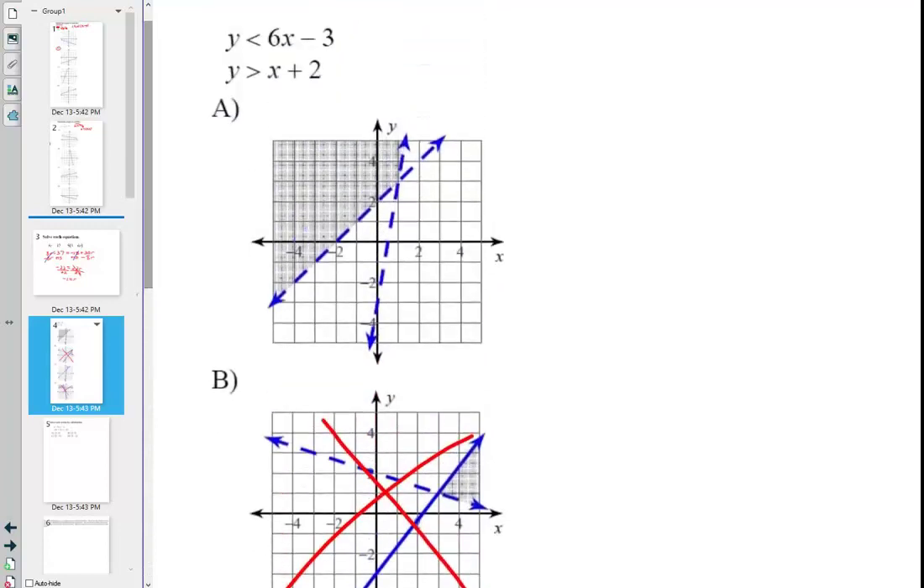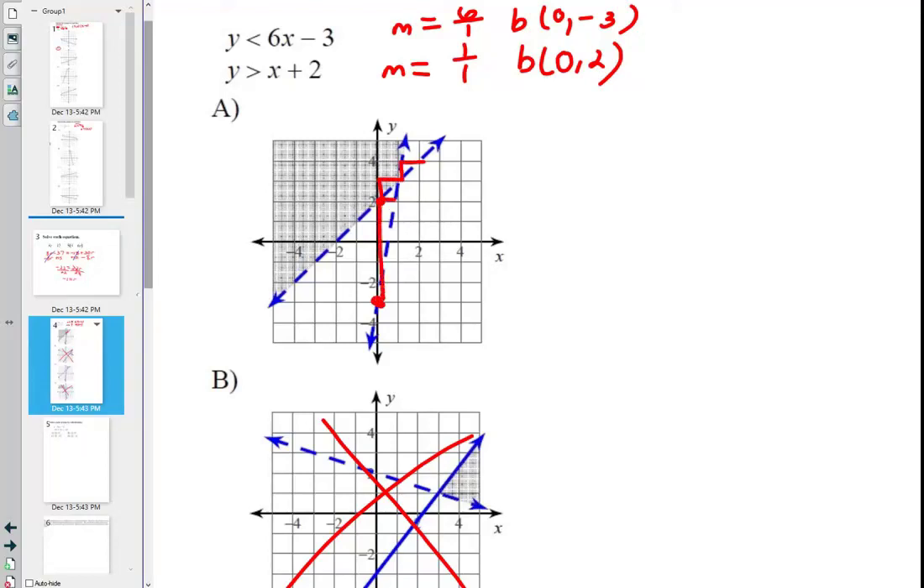Then when it comes time to plot these, both of these inequalities are in slope-intercept form. So the slope of the first one is 6/1, and the y-intercept is (0, -3). The slope of the other one is 1/1, and the y-intercept is (0, 2). So it actually ends up being the same for A and C. They both have a boundary crossing at 2, going up 1, right 1, and they both have a boundary crossing at (0, -3), going up 6 and right 1.